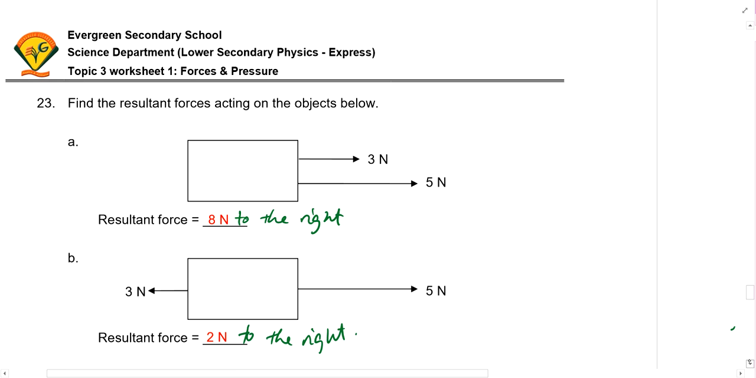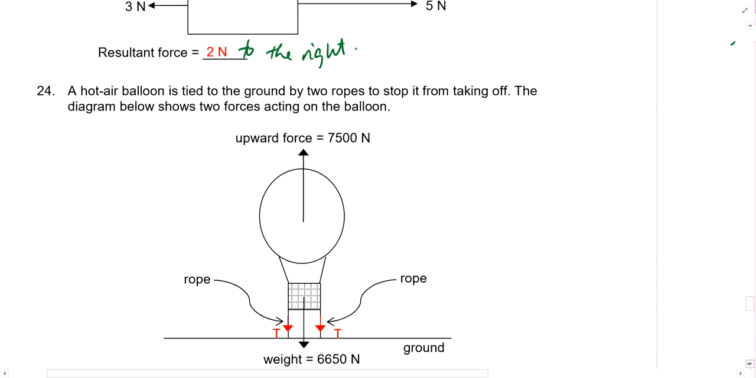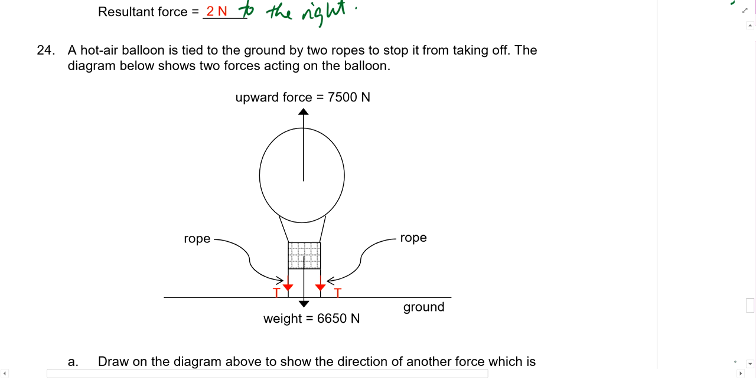Okay. Last few already. Oh, last one. Now, a hot air balloon is tied to the ground by 2 ropes, stopping it from taking off. So this hot air balloon has a couple of forces acting on it. First, it definitely has weight. In this case, the weight is given to be 6,650 newtons to the bottom, towards the ground. Weight is always towards the ground.